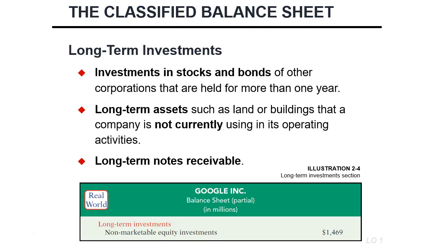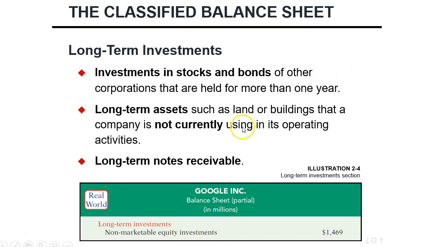Next up, we have long-term investments. When you think about long-term investments, if I purchase stocks and bonds of other companies, keyword being that I plan to keep for longer than 1 year, it qualifies as being a long-term investment. Again, if we are buying stocks and bonds of other companies, and the intent is to keep those items for more than 1 year, it qualifies as a long-term investment.